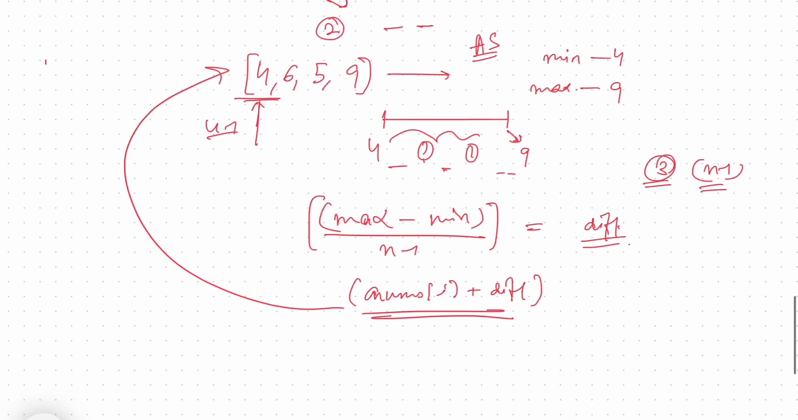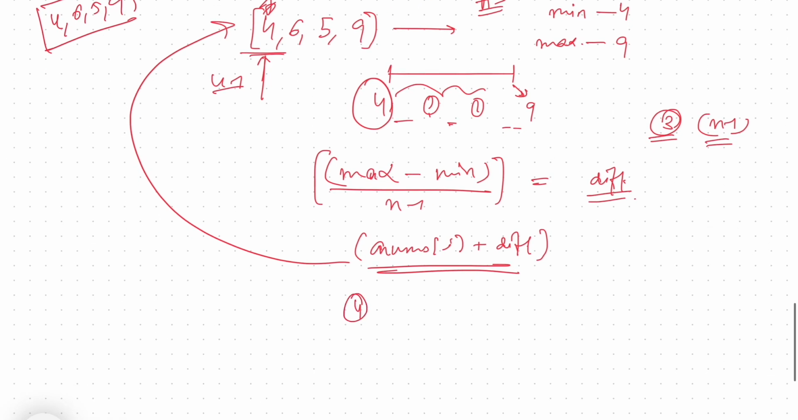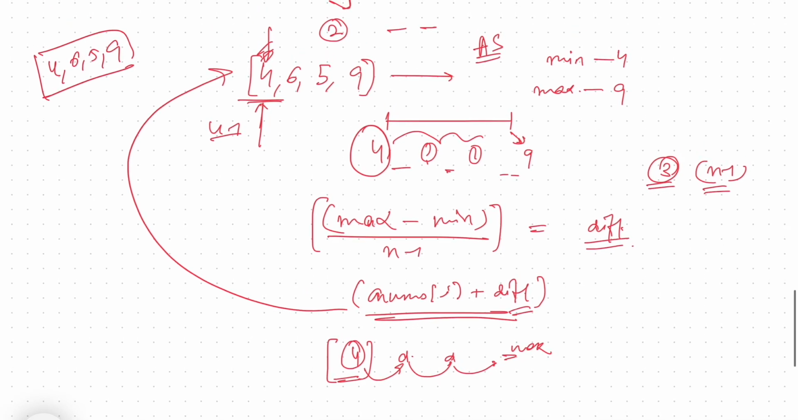Okay, so what we can do is maintain a hash set. 4, 6, 5, 9, we will maintain a hash set for this, and not from the starting, but from the minimum element, which is 4. From the minimum element, if I keep on adding the difference, I will reach the maximum element. So I will start from 4 and add the difference to that, and I will see whether it is present in our set or not. If it is present in our set, then it is an arithmetic sequence so far.